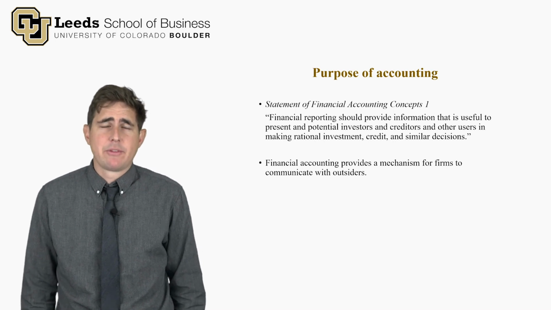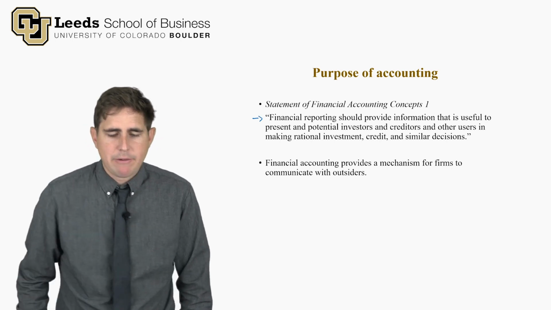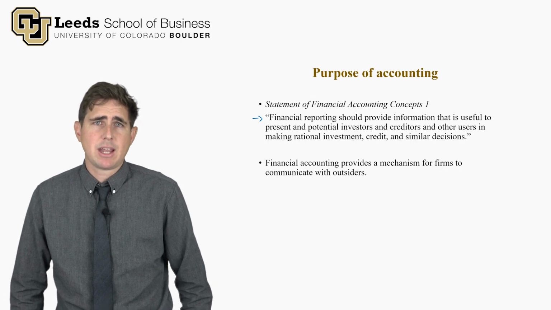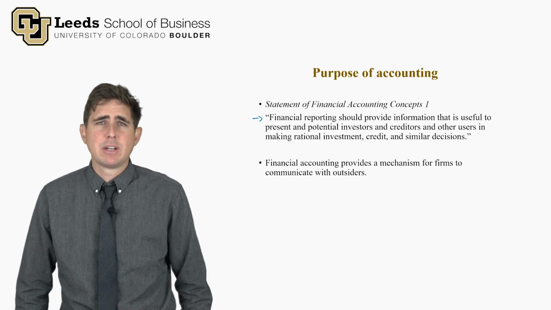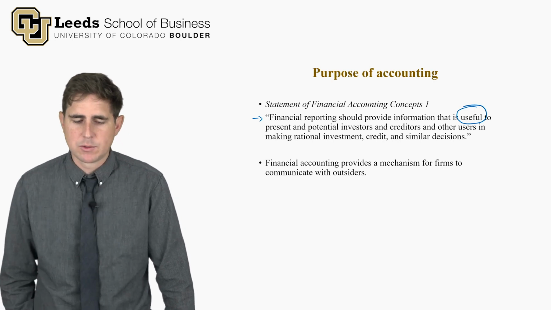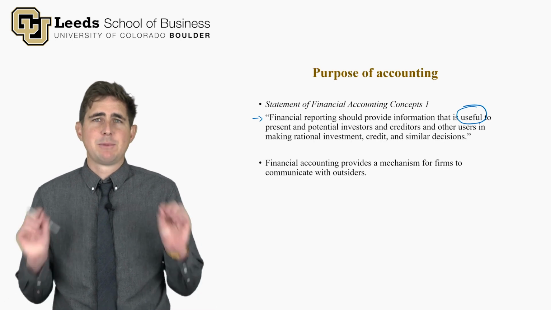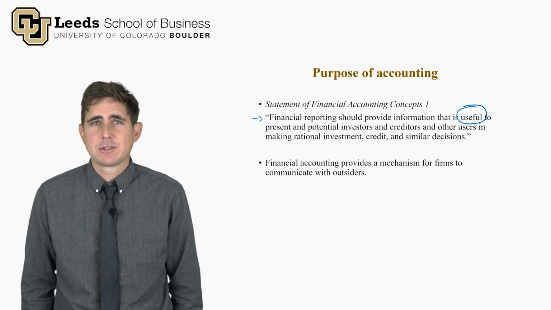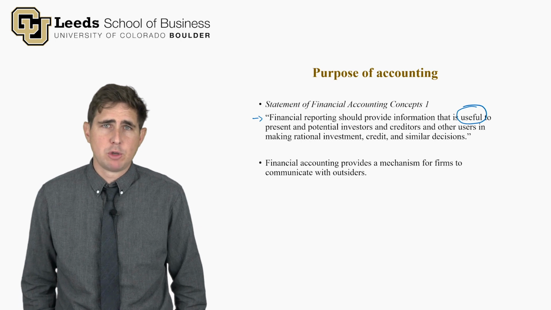Now let's read some of the standards set by regulators. And I'm going to start right here. Financial reporting should provide information that is useful to present and potential investors and creditors and other users in making rational investment, credit, and similar decisions. And the most important word in that whole statement is useful. So the whole reason that we do accounting and financial reporting is to make useful information, so MBAs and other users of the financial statements can make good decisions. Financial accounting provides a mechanism for firms to communicate with outsiders.